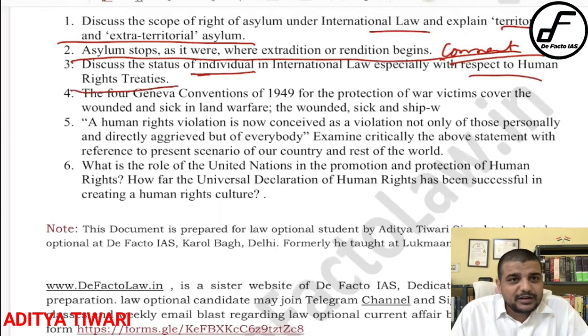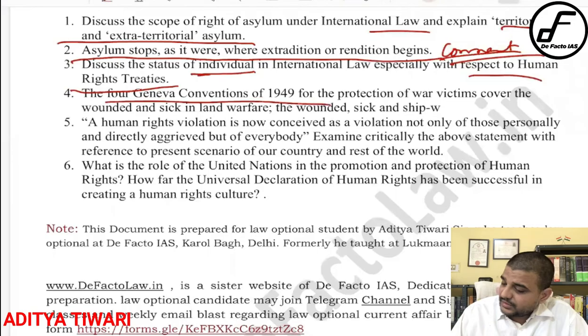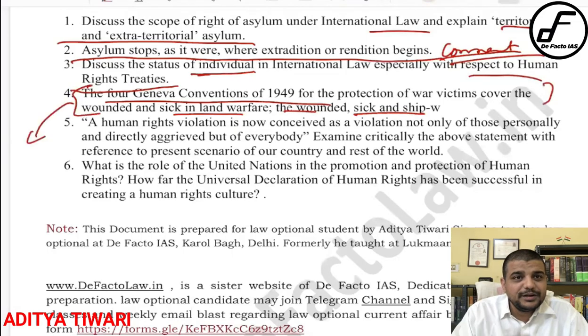And humanitarian law gives you all the rights, not as an individual but as a group. Okay, so that is the most important part. Similarly, the 4 Geneva Conventions, very simple, with respect to land warfare, wounded, sick, right? This question can be clubbed in humanitarian law as well. Okay, not only human right law but also humanitarian law.